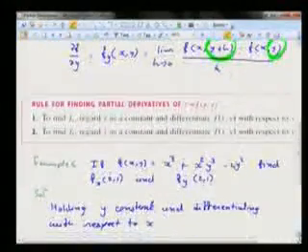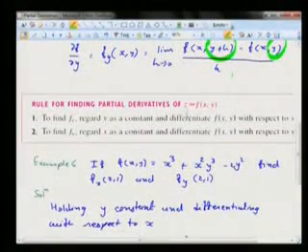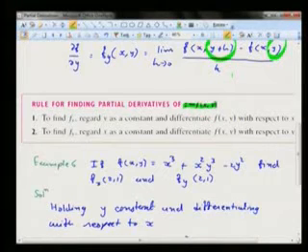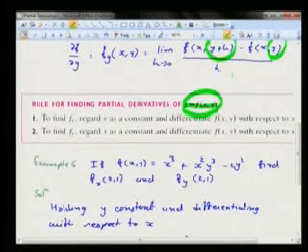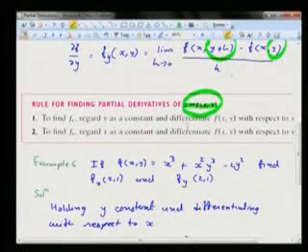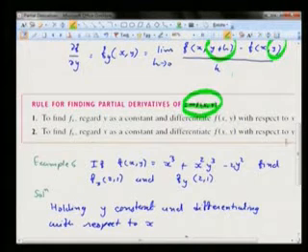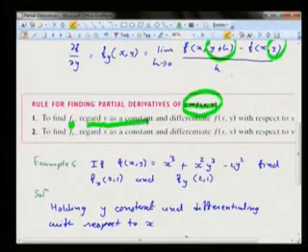Now the rules for finding the partial derivative of functions of this form, z is equal to f of xy. Now how to find the partial derivatives of this f of xy with respect to x and with respect to y? The rules are like this. To find fx, regard y as a constant and differentiate f of xy with respect to x.